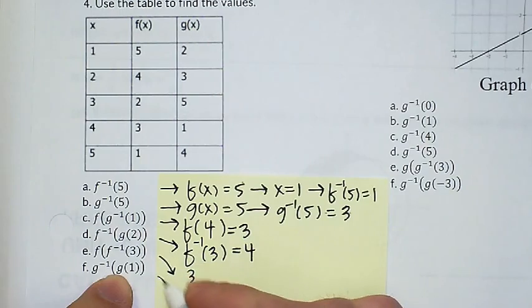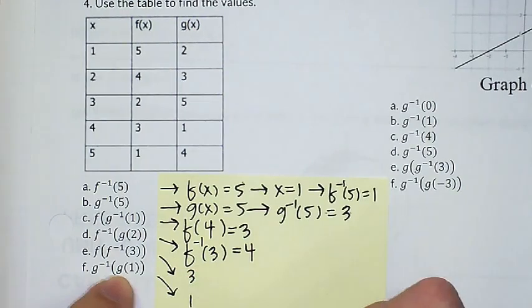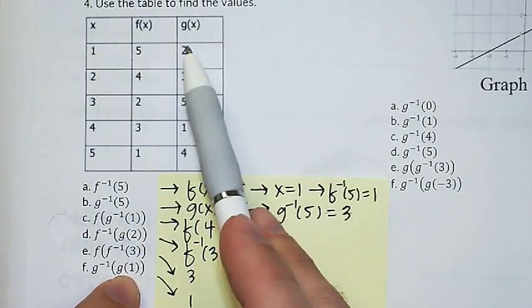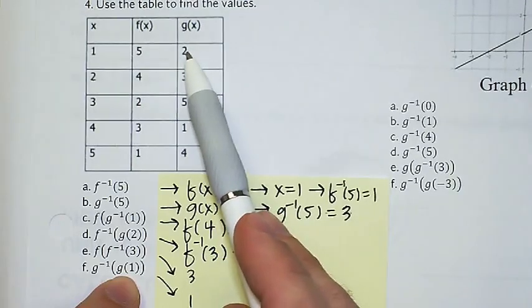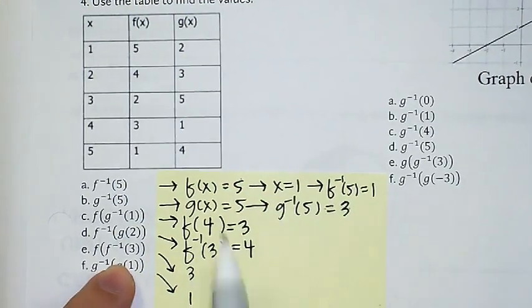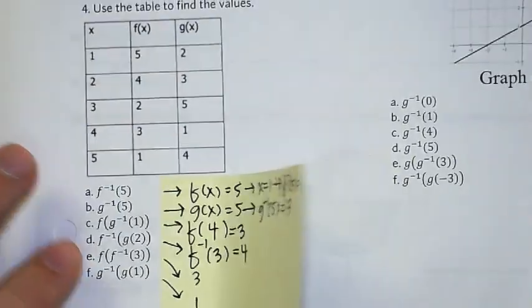Okay, so the same thing here, g inverse of g of 1, I'm going to say that's equal to 1. But I can say that because g of 1 is equal to 2, and g inverse of 2 goes back to 1. So we're doing that with the table.